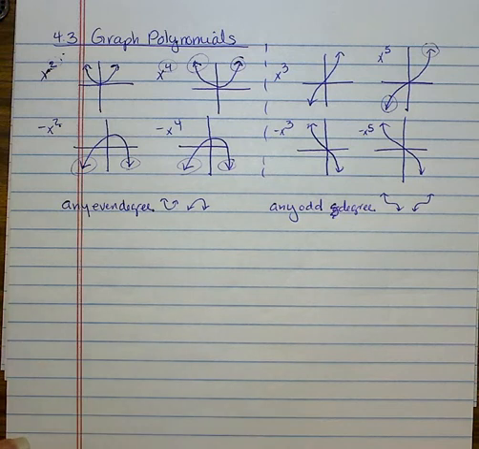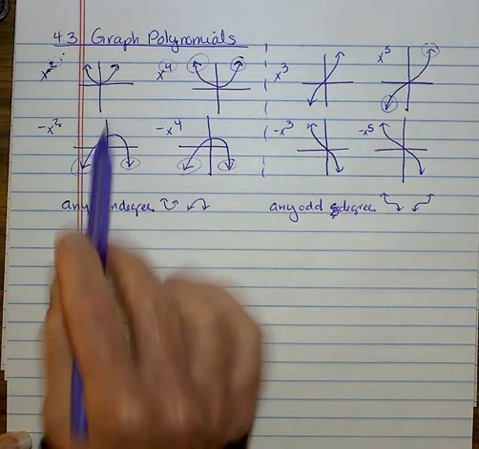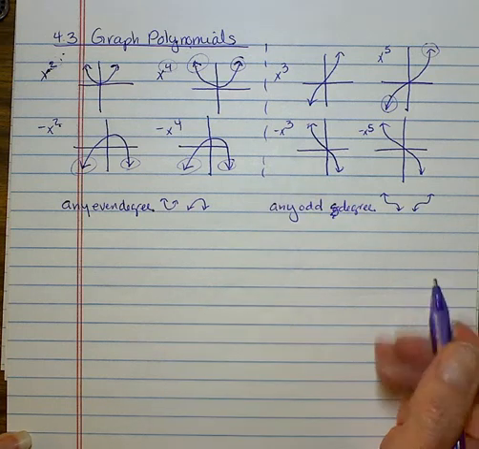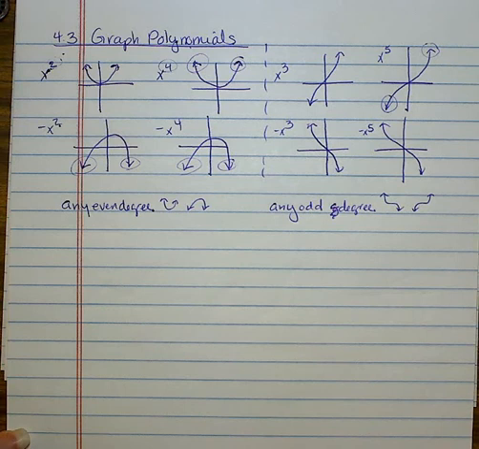Important to remember too that polynomials are continuous. These graphs won't have any interruptions. They won't have an asymptote. They won't have a hole in them.